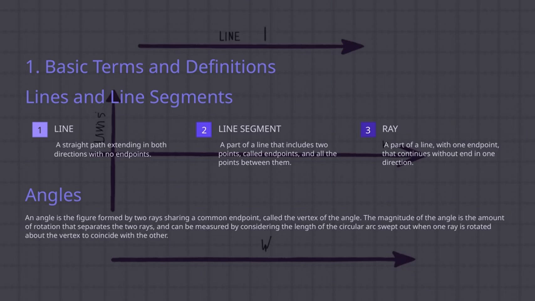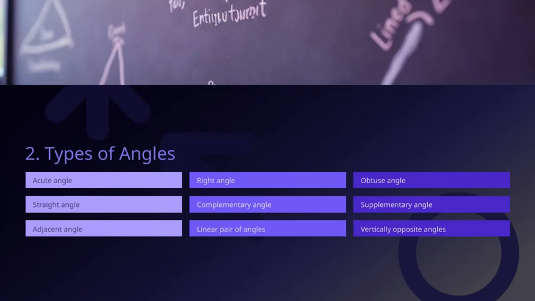Let's explore the different types of angles that we encounter in geometry. First up is the acute angle, which is an angle less than 90 degrees. These are sharp and small. Next, we have the straight angle, which is exactly 180 degrees, forming a straight line. Moving on, an adjacent angle refers to two angles that share a common side and a common vertex, kind of like neighbors. A right angle is exactly 90 degrees, forming the corner of a square or rectangle.